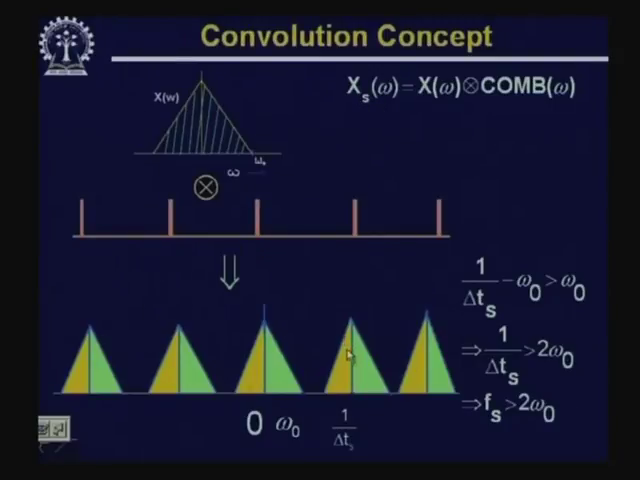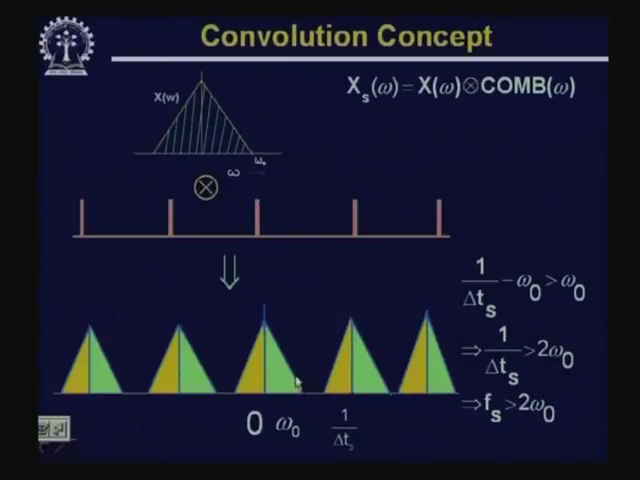Now, this helps us in reconstruction of the original signal x(t). Around omega equal to 0, I get a copy of the original frequency spectrum. So, if I have a low pass filter whose cutoff frequency is just beyond omega naught, and I pass the signal with this spectrum through that low pass filter, the filter will just take out this particular frequency band and cut out all other frequency bands. Since I am getting the original frequency spectrum of x(t), signal reconstruction is possible.